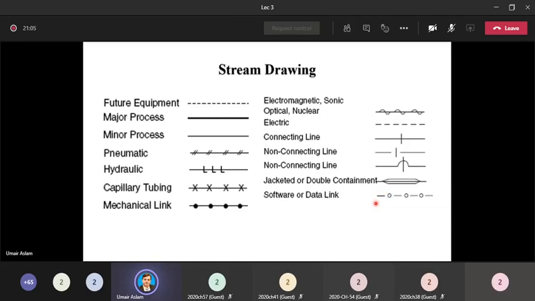So, any question till now? Sir, ये जो hydraulic से ऊपर वाली kindly ये एक दफा explain कर दें. These are pneumatic lines, means those streams in which air will be flowing. So that stream is called as pneumatic stream, and pneumatic streams are represented by this.